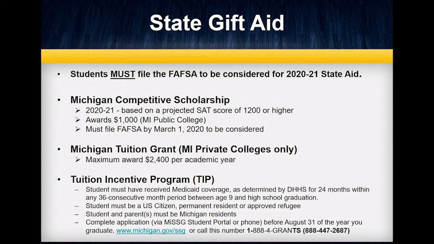Students must be a U.S. citizen or a permanent resident or an approved refugee in order to receive the TIP program. Students and parents must be Michigan residents. The application to complete this, usually you'll do this with your high school counselor. Students will do this prior to graduating in May. You can either go online to michigan.gov/SSG, or you can call 888-4GRANTS to get help with that as well.